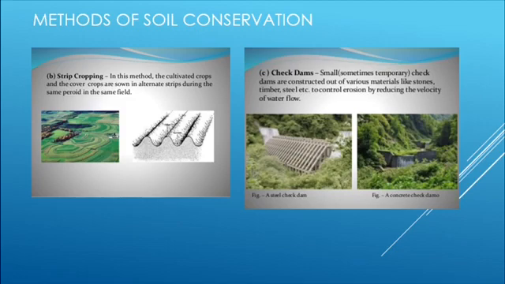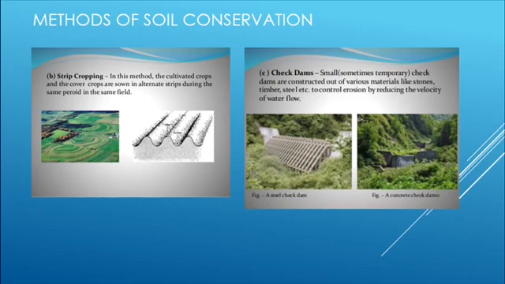In this method, the cultivated crops and the cover crops are sown in alternate strips during the same period in the same field so that alternate strips bind the soil and do not lead the soil to erosion.